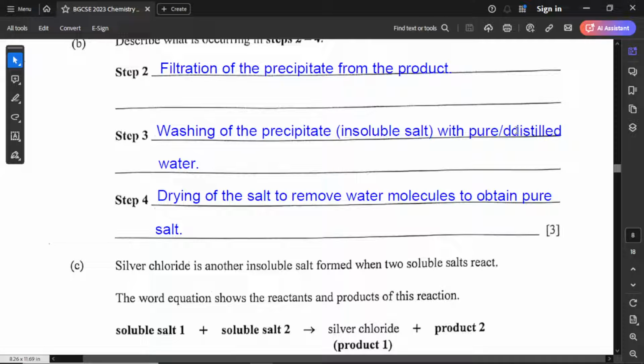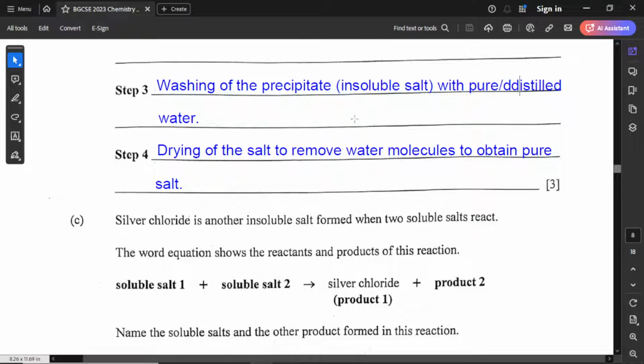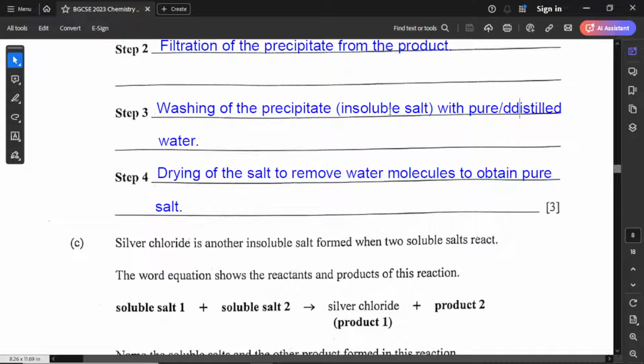You're going to wash the precipitate, or the insoluble salt, with pure or distilled water. Sometimes those types of errors will happen, and I'm not able to change them while I'm doing this, but let us highlight those when we see them. The reason you can wash the precipitate with pure or distilled water is simply because the insoluble salt will not dissolve in the water. That's the only reason you're able to wash it. And step 4 is the drying of the salt to remove water molecules to obtain the pure form of the insoluble salt.